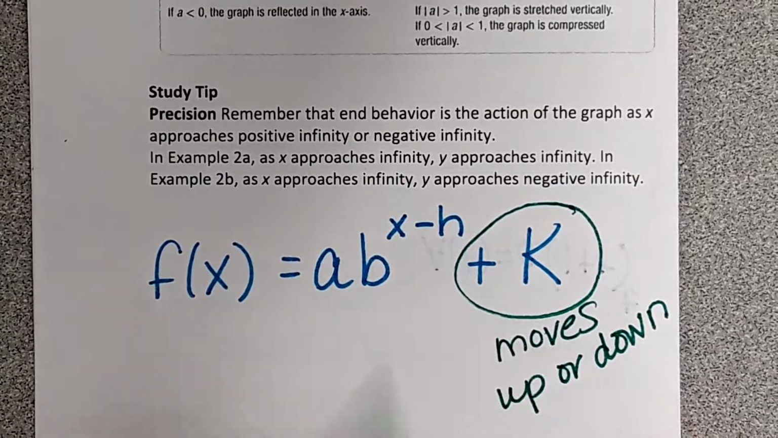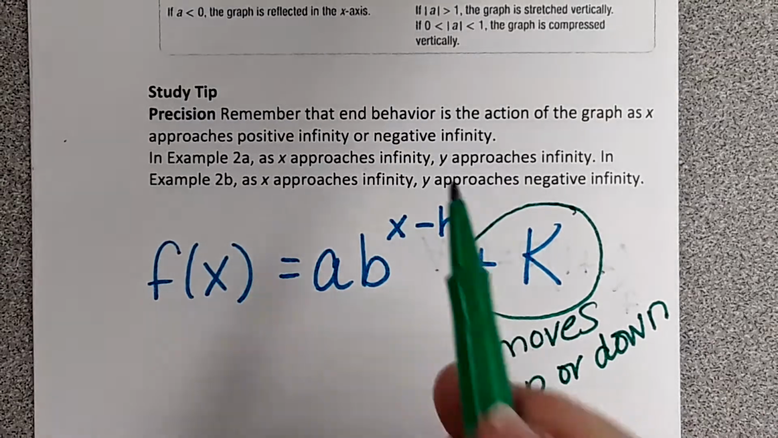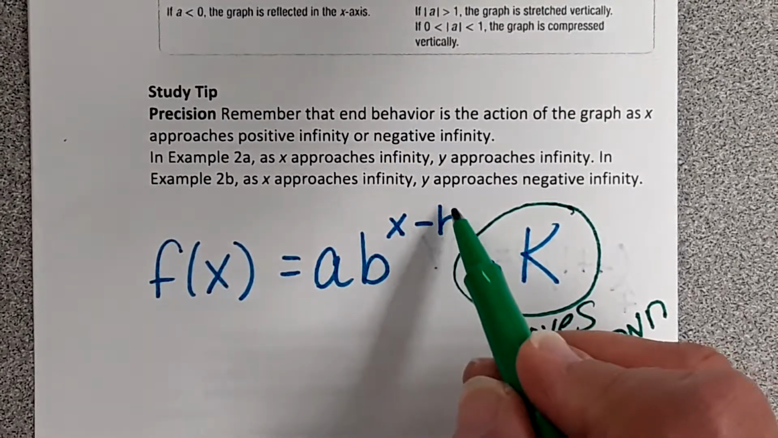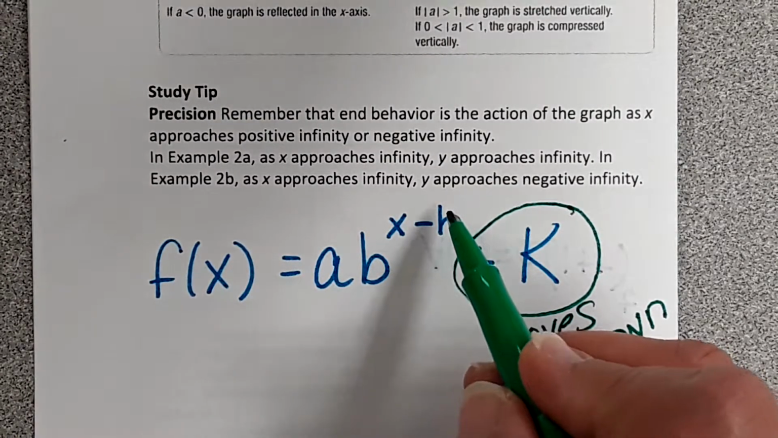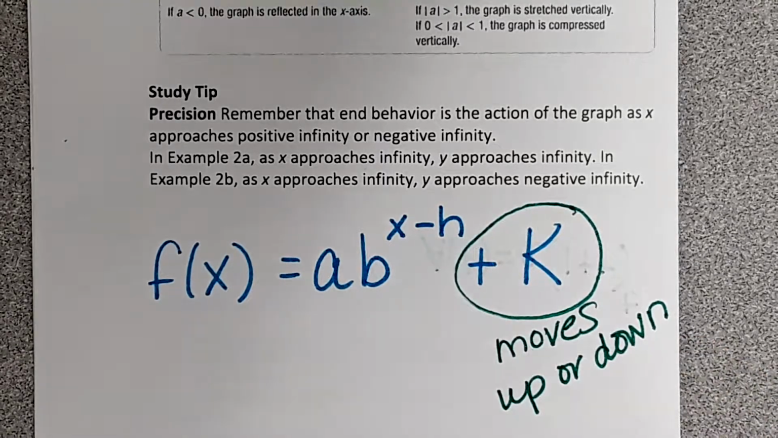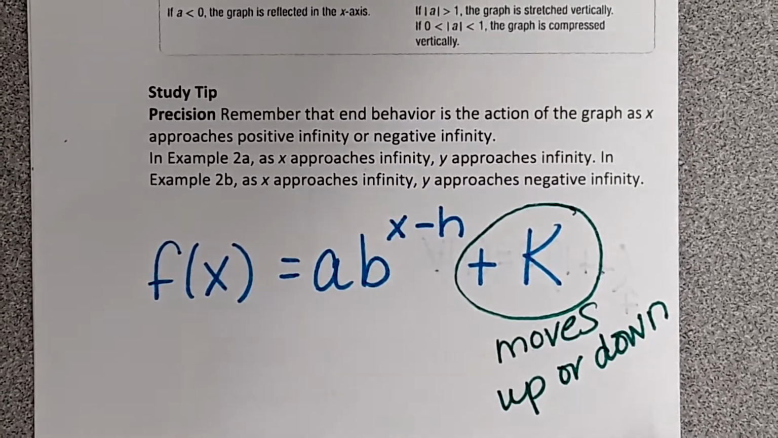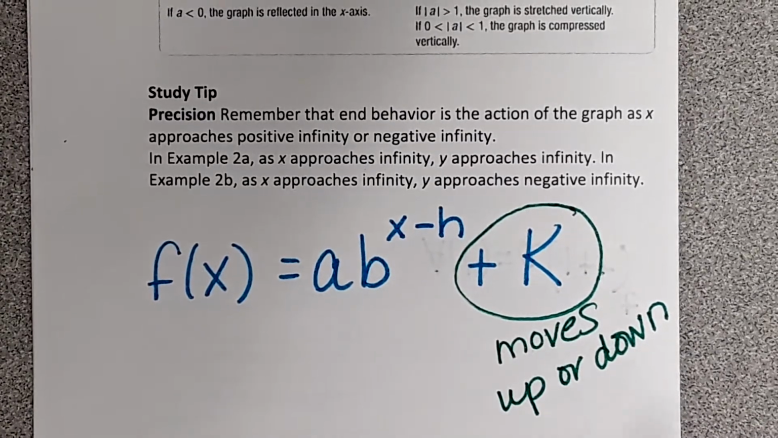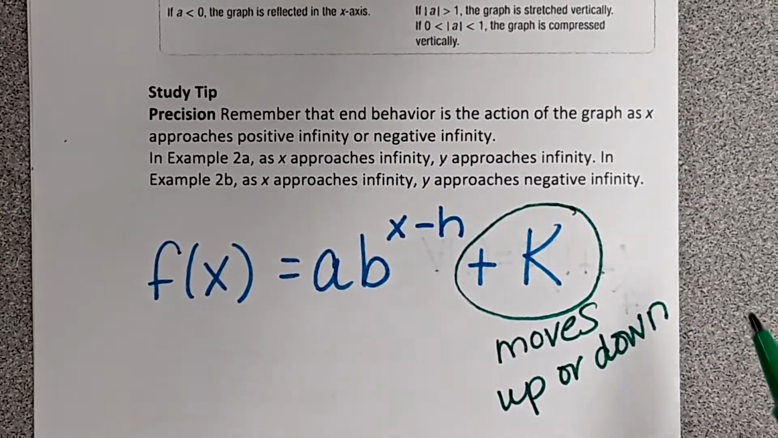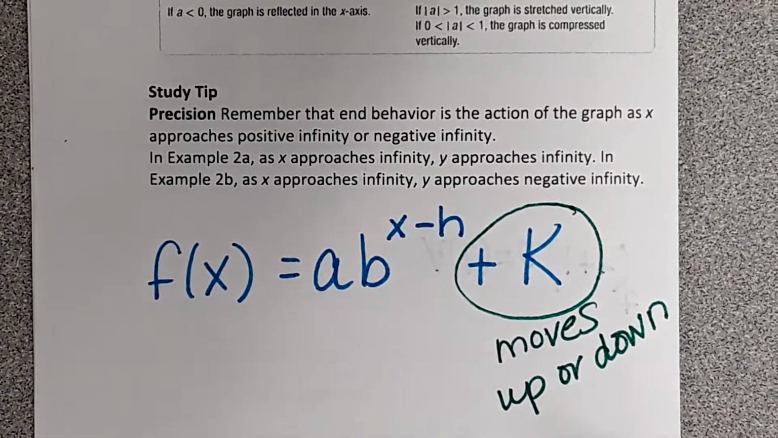The b is our parent function. The h right here, that is our horizontal translation. So that's going to shift it left or right, okay? So the k moves it up or down, and that's the same thing that happened in our parabolas, you guys. The k moved it up or down, and the h moved it left or right.